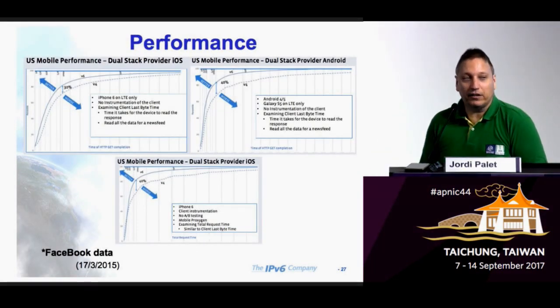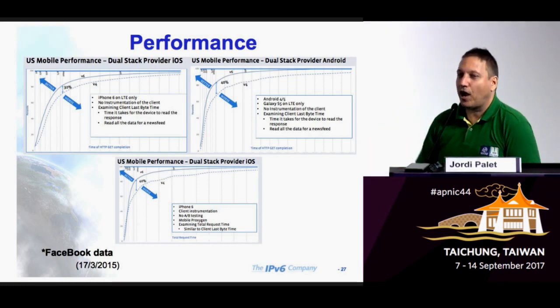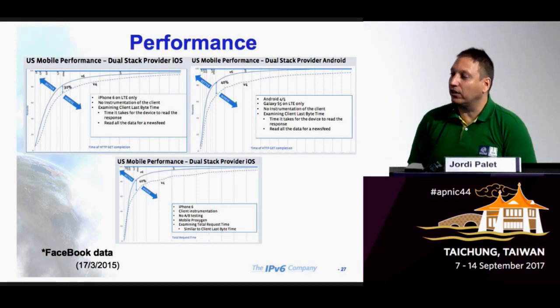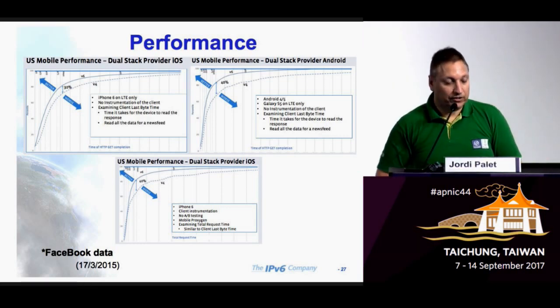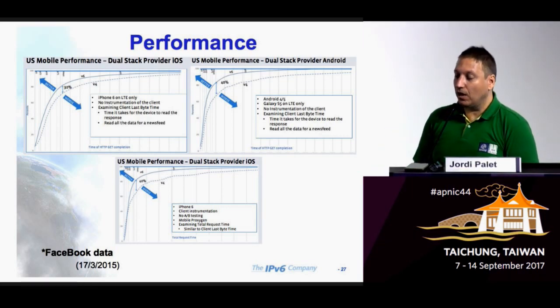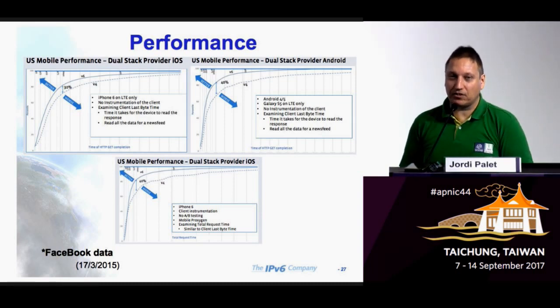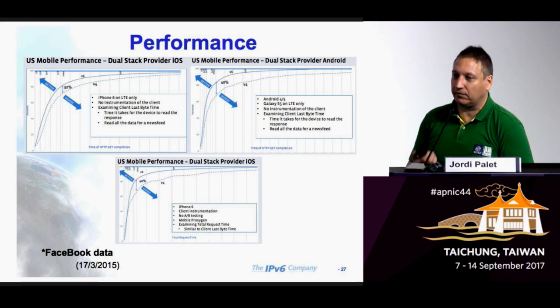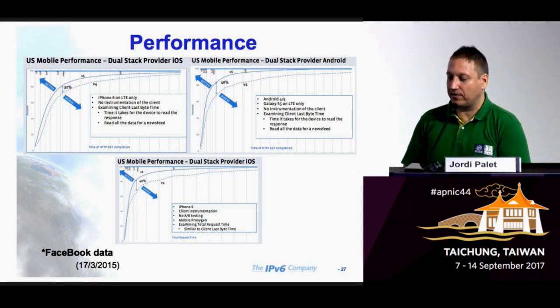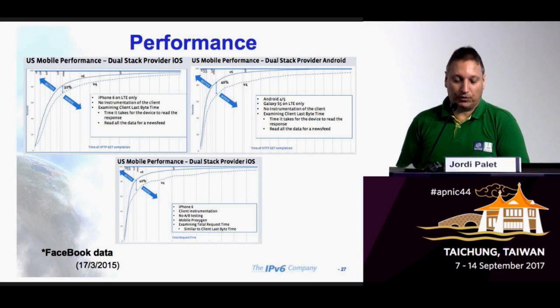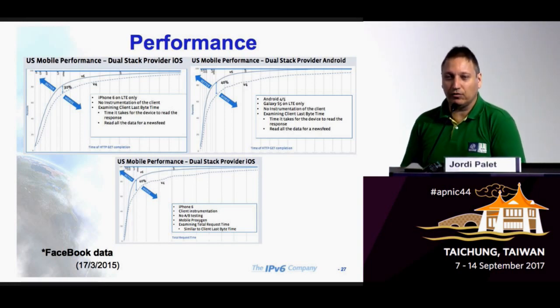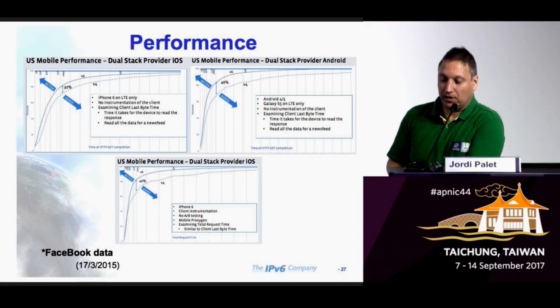Now, I mentioned at the beginning that one of the advantages of having IPv6-only networks is performance. Look at this slide, which is coming from Facebook measurements. It's a little bit old, but it's the same today, or even maybe better. It's from March 2015, and it's measuring the performance of both IPv4 and IPv6, time to complete an HTTP GET in both iPhone and Android, okay, in a cellular network. So let me go there.